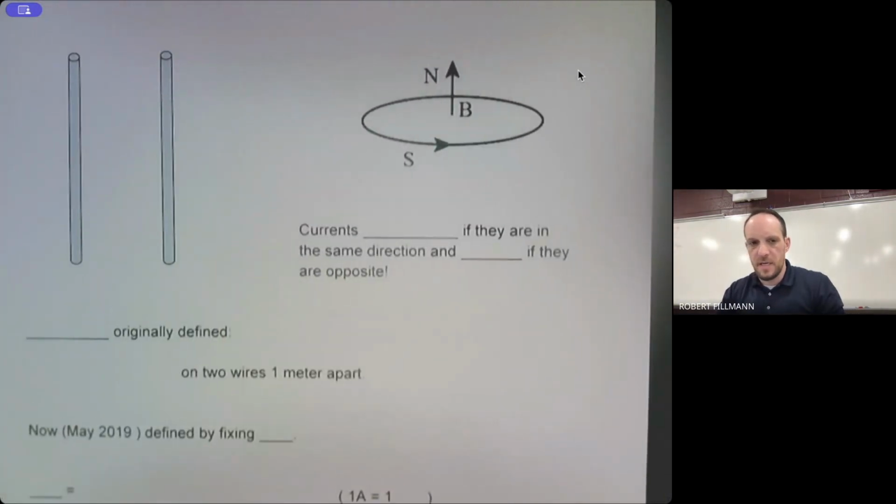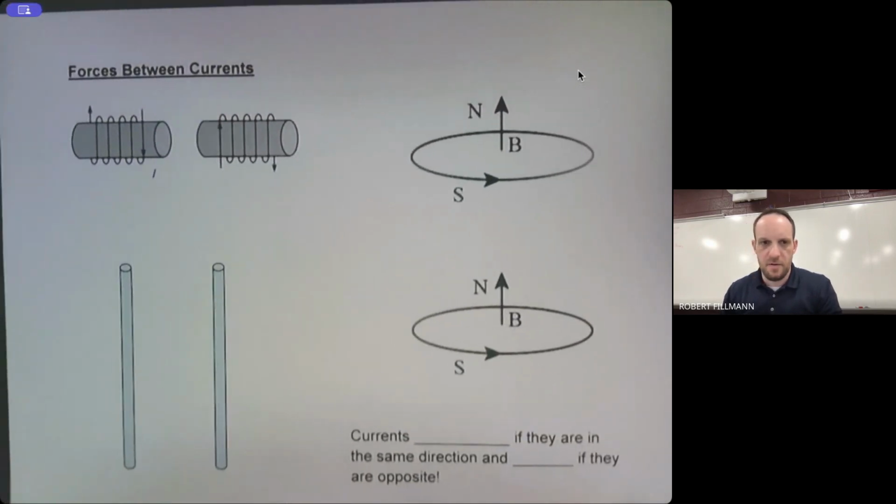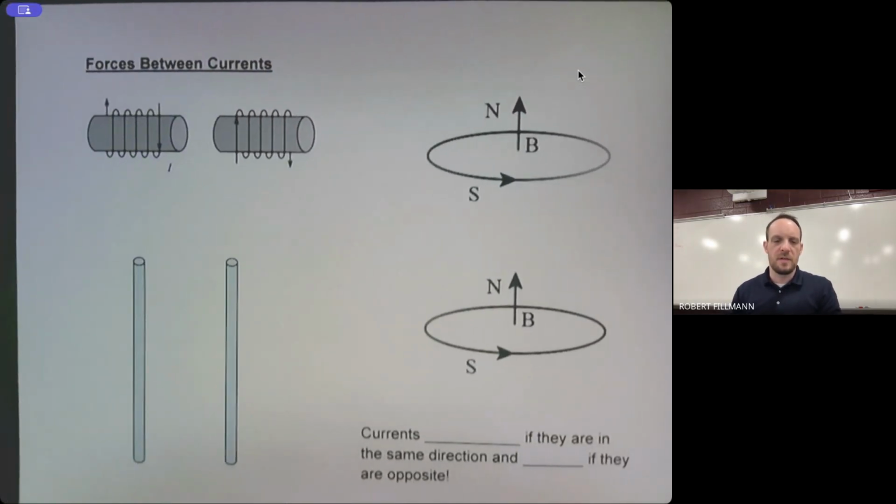On to page 36. Currents experience forces from external magnetic fields. And we know from the previous topic that currents create their own magnetic fields. So currents push or pull on each other. And we can really use both right-hand rules to help us figure out how this is going to behave.